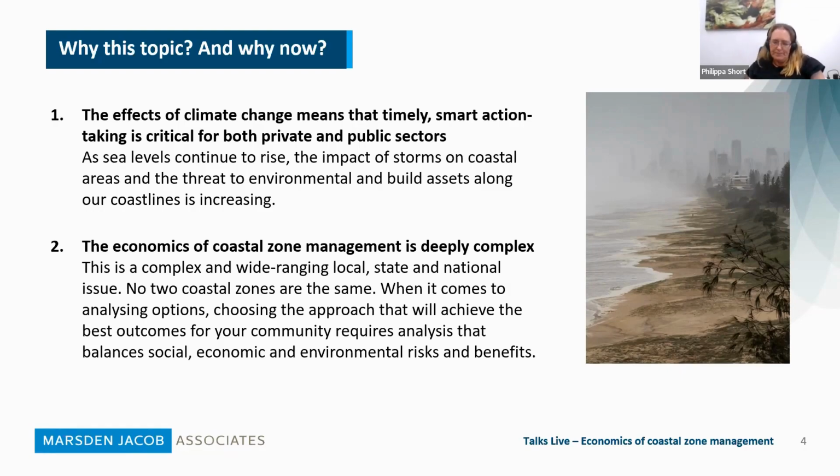The second one is economics is complex. It's always complex. No two coastal zones are the same. Things change within kilometres of each other, and Australia has a lot of coast to deal with, as we know. It's therefore an issue that's not just a national issue, it impacts state and it impacts particularly locally. And so what we're trying to do is apply analytical frameworks so that the approach that we use provides the best outcome for the specific local community and balances social, economic and environmental risks and benefits.